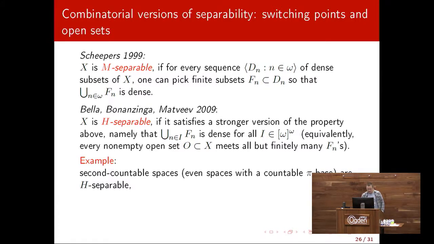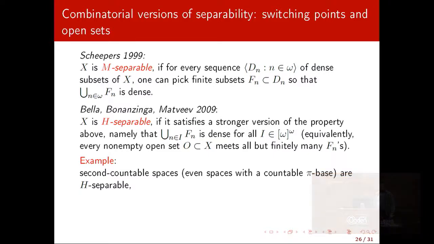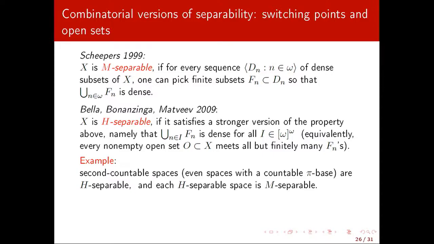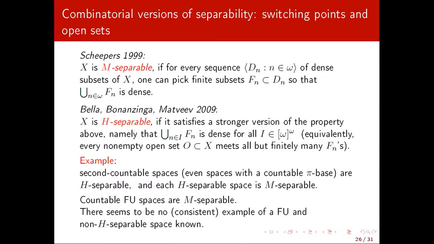Okay, and an example is second countable spaces. It's very easy because you've got just countably many tasks. Even better, spaces with countable pi character are H-separable. And again, H-separable spaces are M-separable because you've got some stronger demand here. And countable Fréchet-Urysohn spaces are M-separable. And we don't know whether countable Fréchet-Urysohn spaces must be not H-separable.